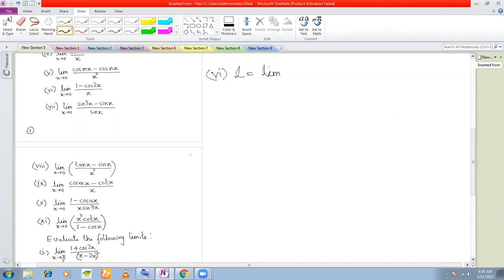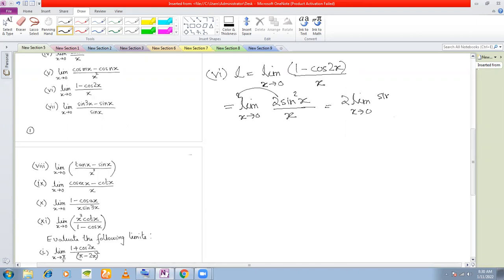Given limit here is limit x tends to 0, 1 minus cos 2x divided by x. Okay. 1 minus cos 2x, from the multiple angle formula, you know that it is 2 sine square x, divided by x, right? Now you have 2 here, which is a constant. So you take this 2 out of this limit, simply get 2 limit x tends to 0 sine square x by x.